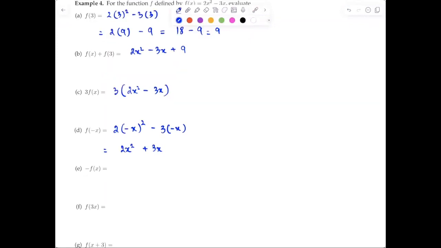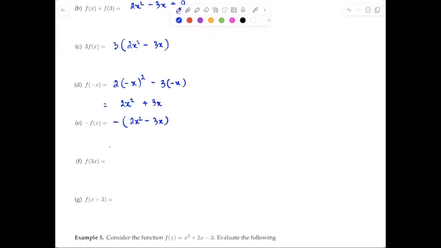Okay. And these two negatives combine together and become a positive value as well. For E, you have negative f of x, so negative of 2x squared minus 3x. When you distribute the negative into the parentheses, you switch the sign of all the values there. So negative 2x squared plus 3x.